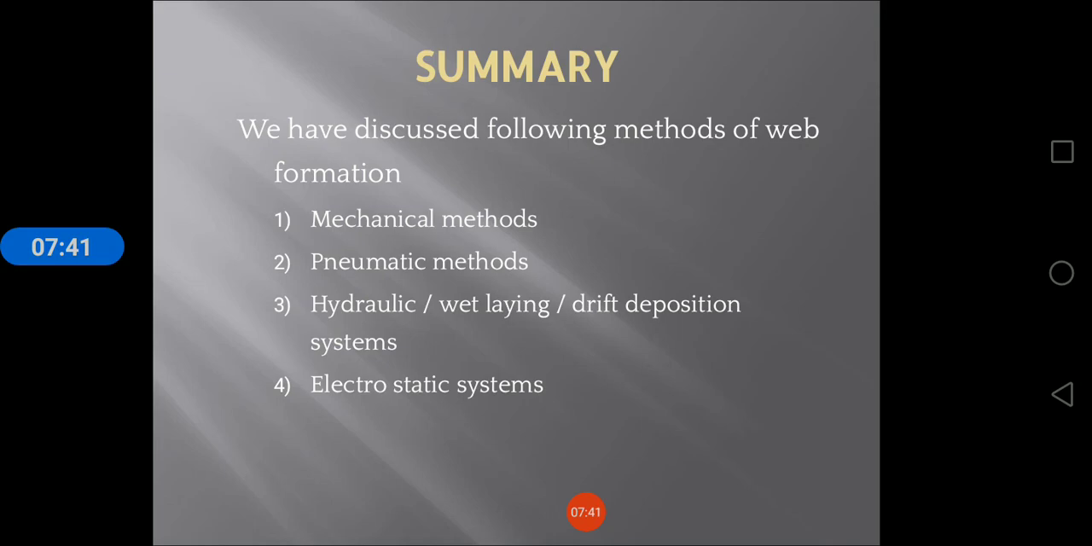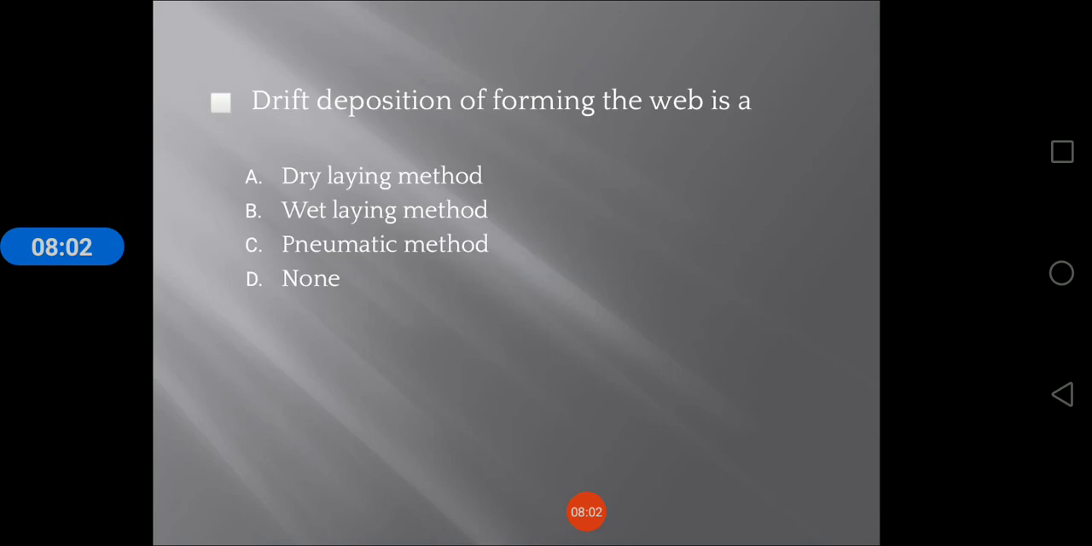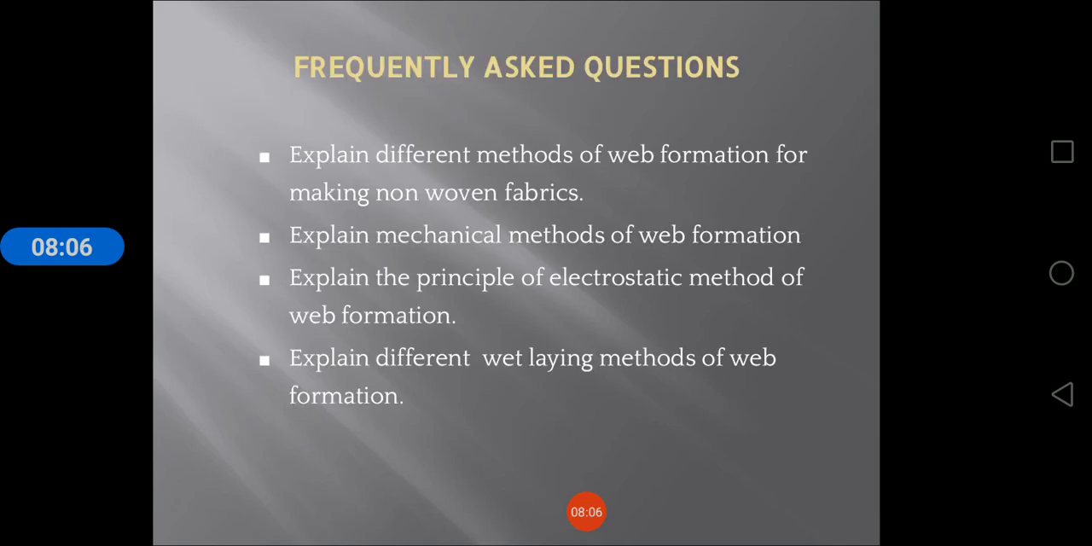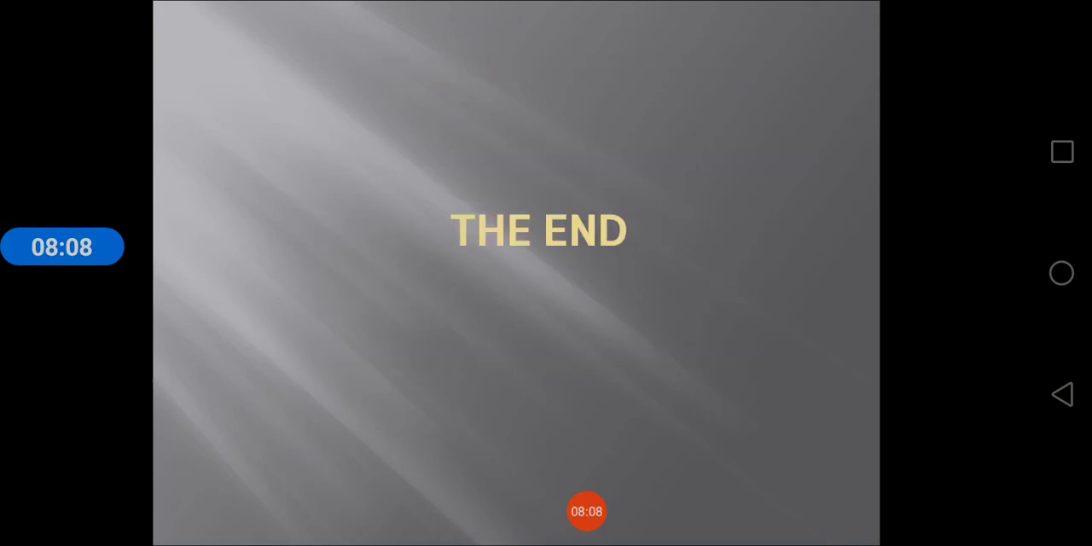Summary: we have discussed the following methods of web formation: the mechanical methods, pneumatic methods, hydraulic wet laying, drift deposition systems, and electrostatic systems. These are the methods of web formation by different techniques to implement in nonwovens, which are useful for different kinds of applications. Drift deposition formation is a dry laying method. Frequently asked questions.